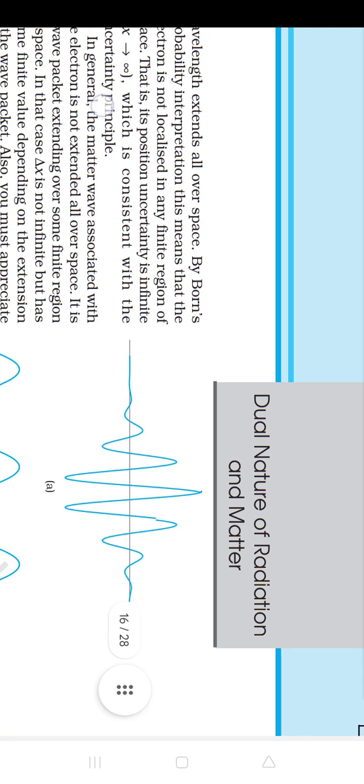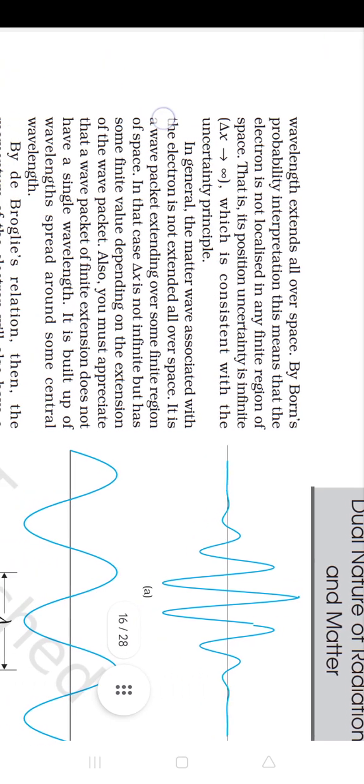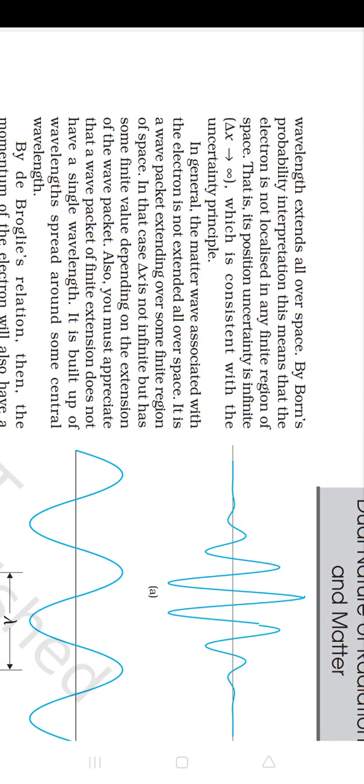the de Broglie relation, it has a definite wavelength lambda. A wave of definite single wavelength extends all over space. By Born's probability interpretation, this means that the electron is not localized in any finite region of space. That is, its position uncertainty is infinite, which is consistent with the uncertainty principle.